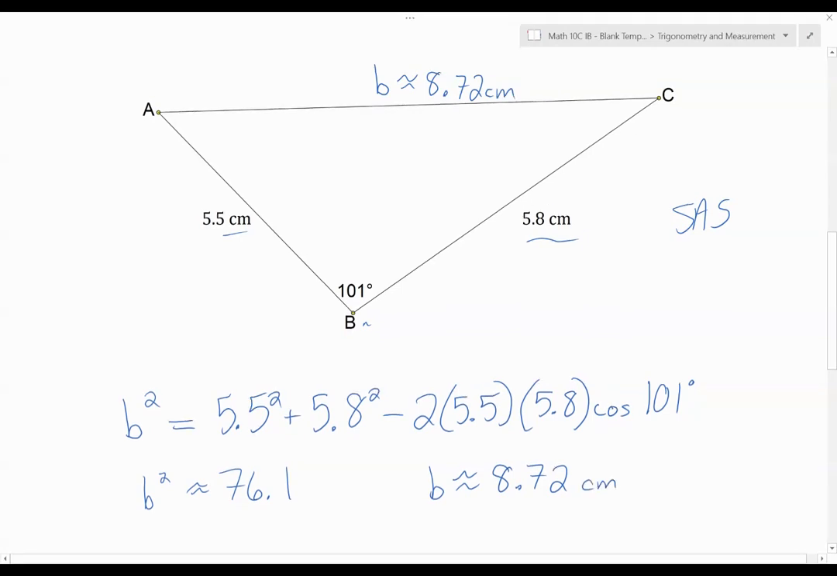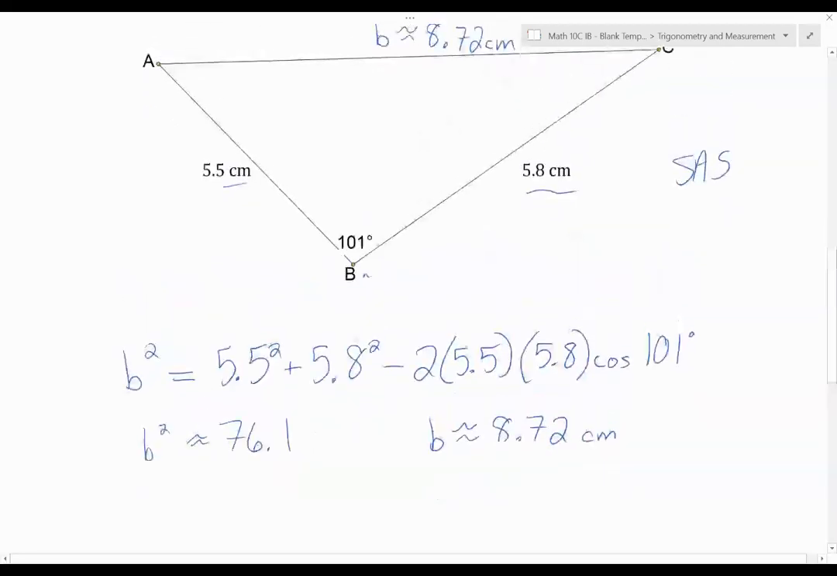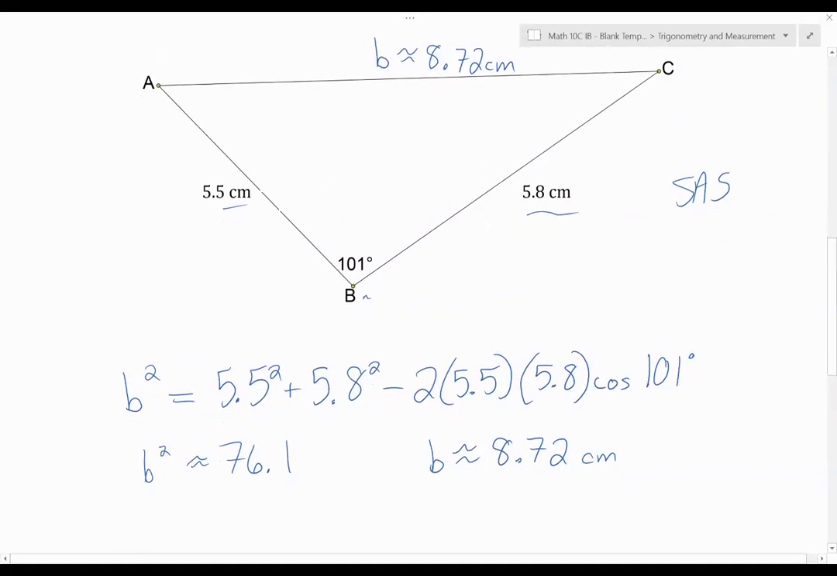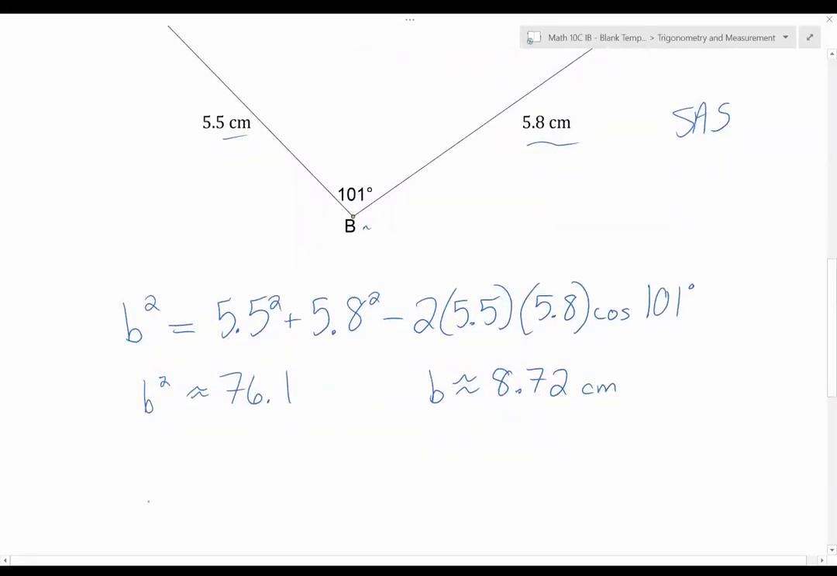Now I have all three sides, so I'm going to store that value in my calculator so that I can use it later, because I'm going to need to use it to figure out either angle A or angle C. And I don't want to use a rounded value, I want to use a stored value. So let's go with finding angle A. So to find angle A, the cosine of A equals.